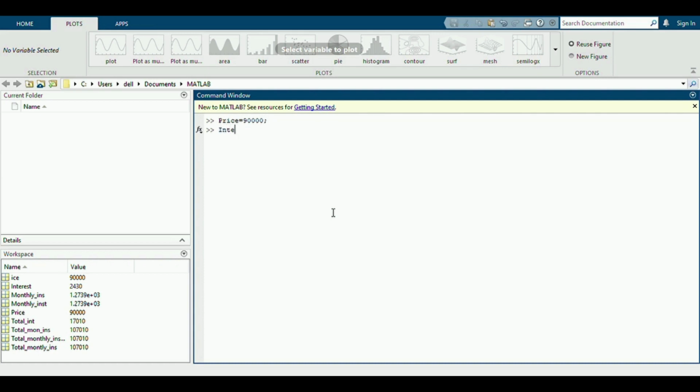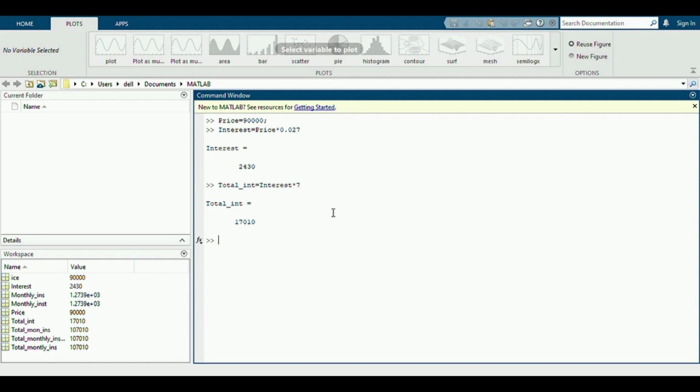And then to calculate the interest, which is equal to price times 0.027, and then we will get the interest is 2,430. After that, we can calculate the total interest, which is equal to interest times 7 for 7 years. And then we will get that the interest is 17,010 ringgit.